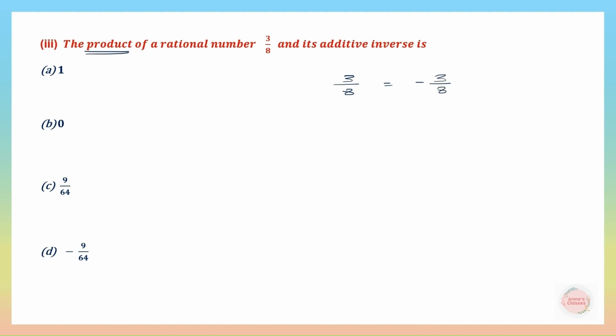Now we have to find the product. Product means we have to multiply these two. So 3/8 into minus 3/8. So multiply the numerators. 3 3s are 9, minus 9. 8 8s are 64. So our answer is minus 9/64, which is option D, minus 9/64.